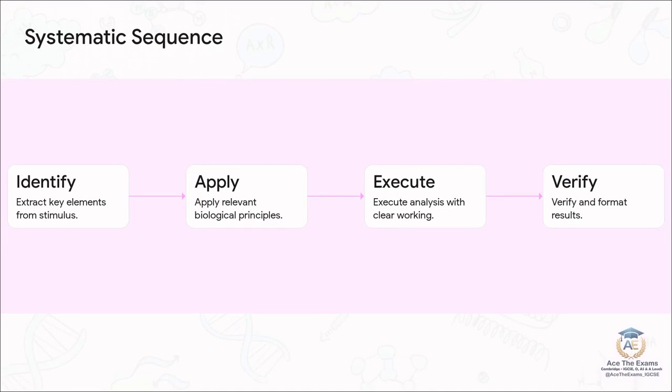We do it by following a really strict, standardized sequence for literally every transcription question. First up, step 1, identify the key elements from the stimulus, like the specific type of RNA polymerase. Then, step 2, apply the biological principles of transcription. Step 3, execute your analysis with super clear step-by-step working. And finally, step 4, verify your results and format them using the proper terminology. Honestly, this is the exact procedural sequence that unlocks the mark scheme.